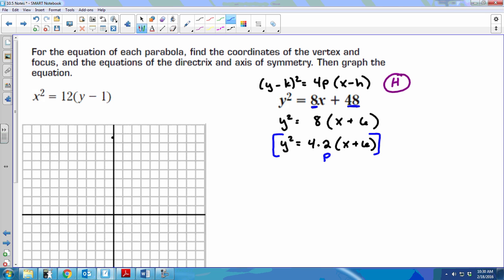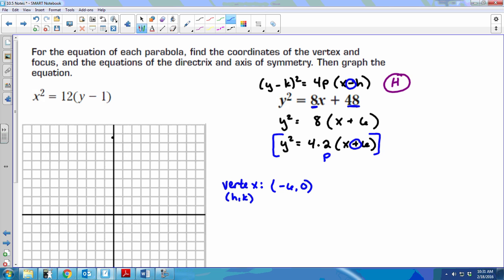Be careful with your vertex so you put it in the right order. The vertex is h, k. So what is the vertex for this example? -6, 0. Make sure you watch the signs, right? So the original equation has a positive in it, and I have a positive in my equation, so that means the 6 is negative.